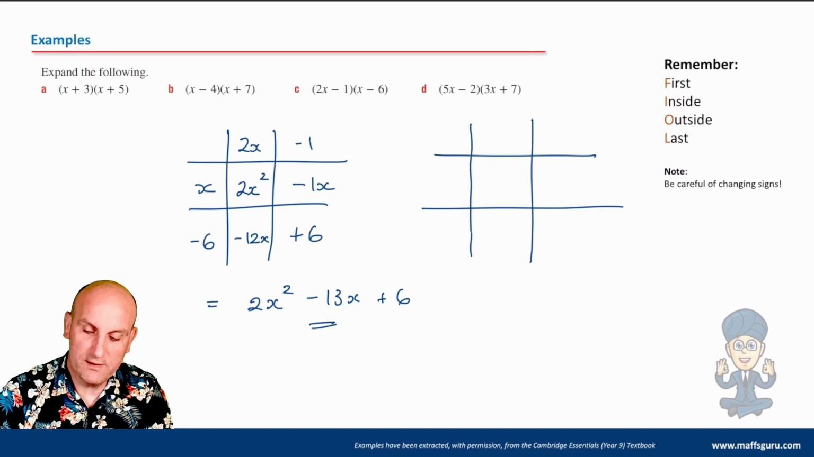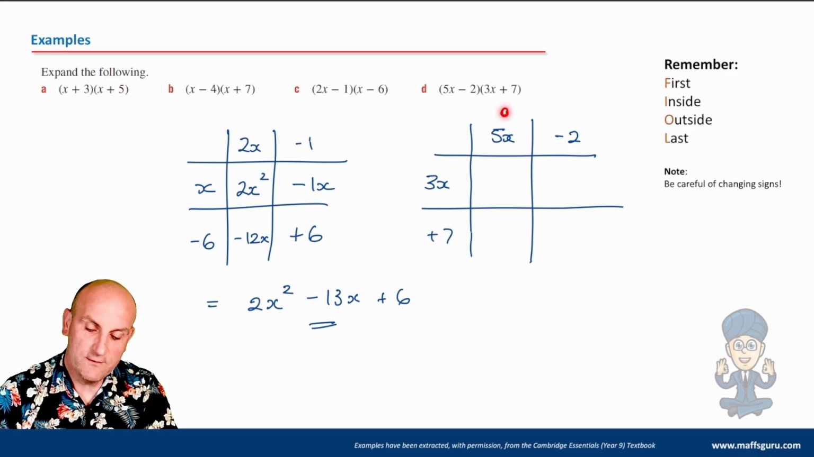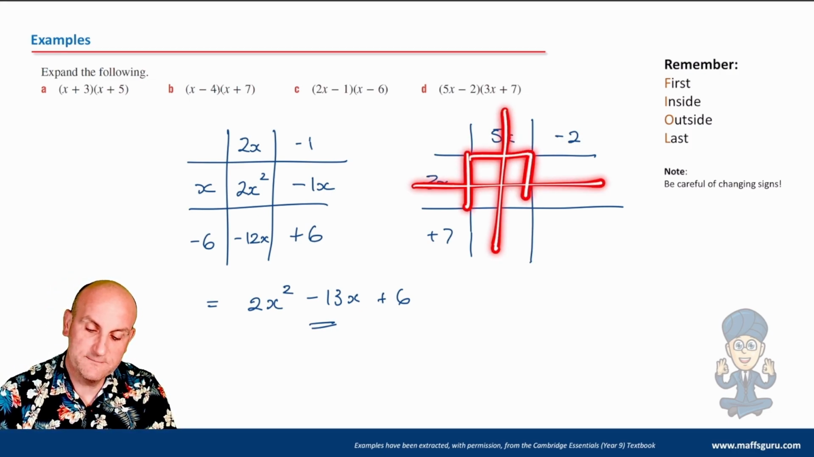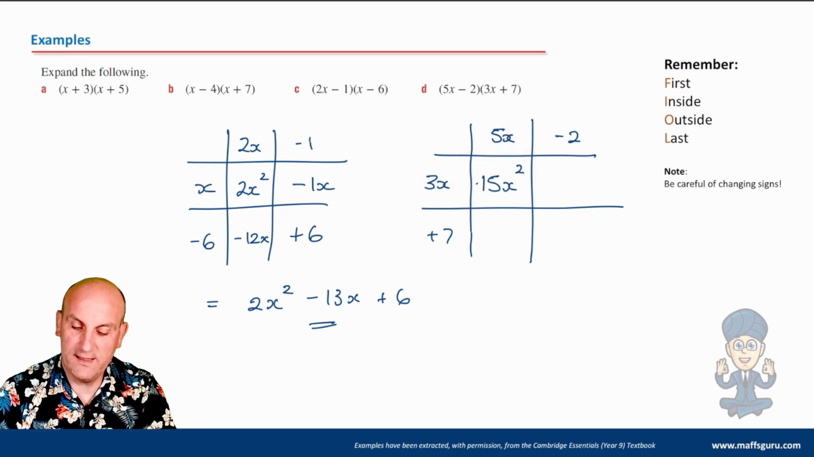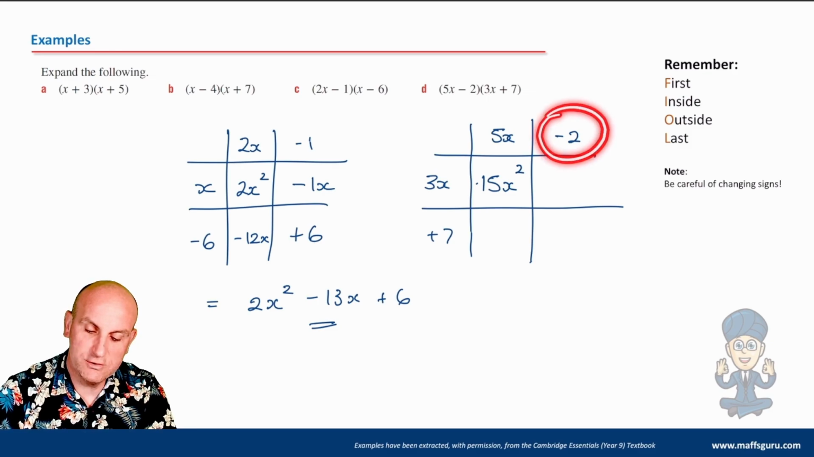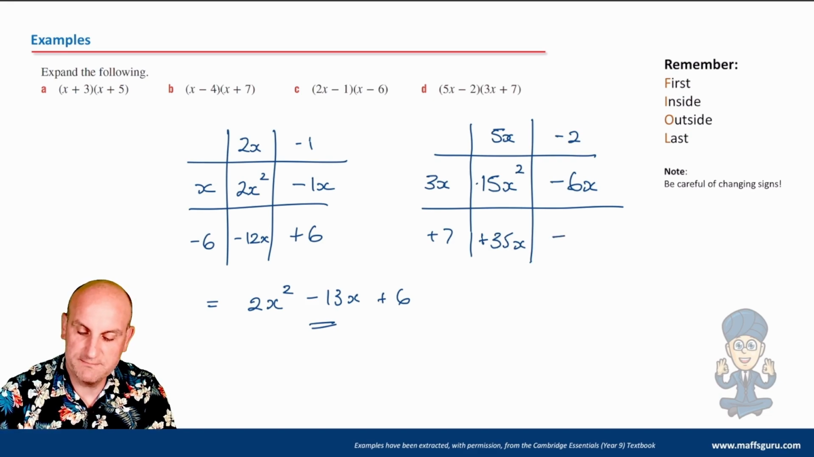So what do we got here? We've got 5x minus 2, 3x plus 7. Oh, what we notice now is they're trying to trick us. I've got numbers on both of the x terms, but it doesn't trick me if I know my times tables. So I've got 5x times 3x. So 5 times 3 is 15. x times x is x squared. I've got minus 2 times 3x. That's minus 6x. I have plus 7 times 5x is plus 35x. And minus 2 times 7 is minus 14.